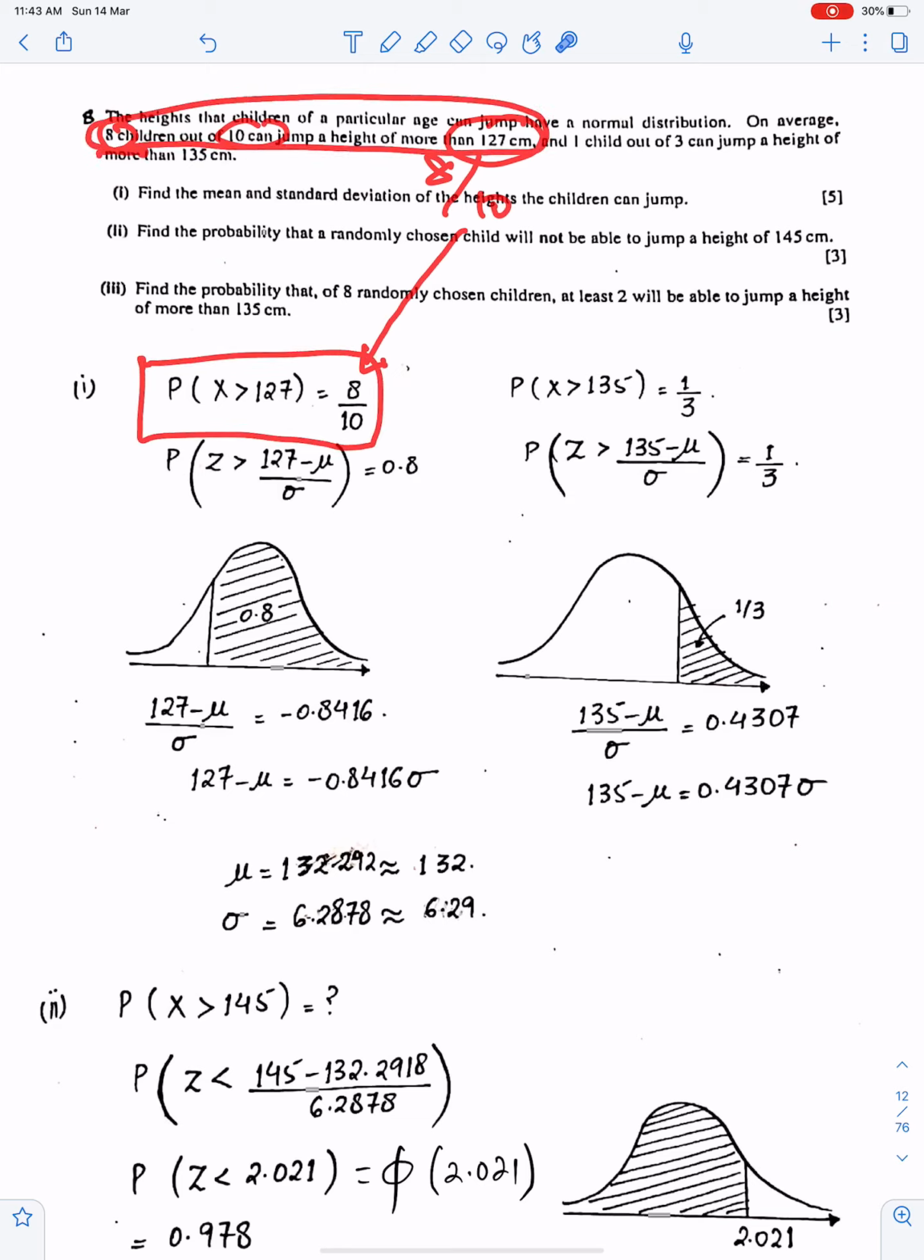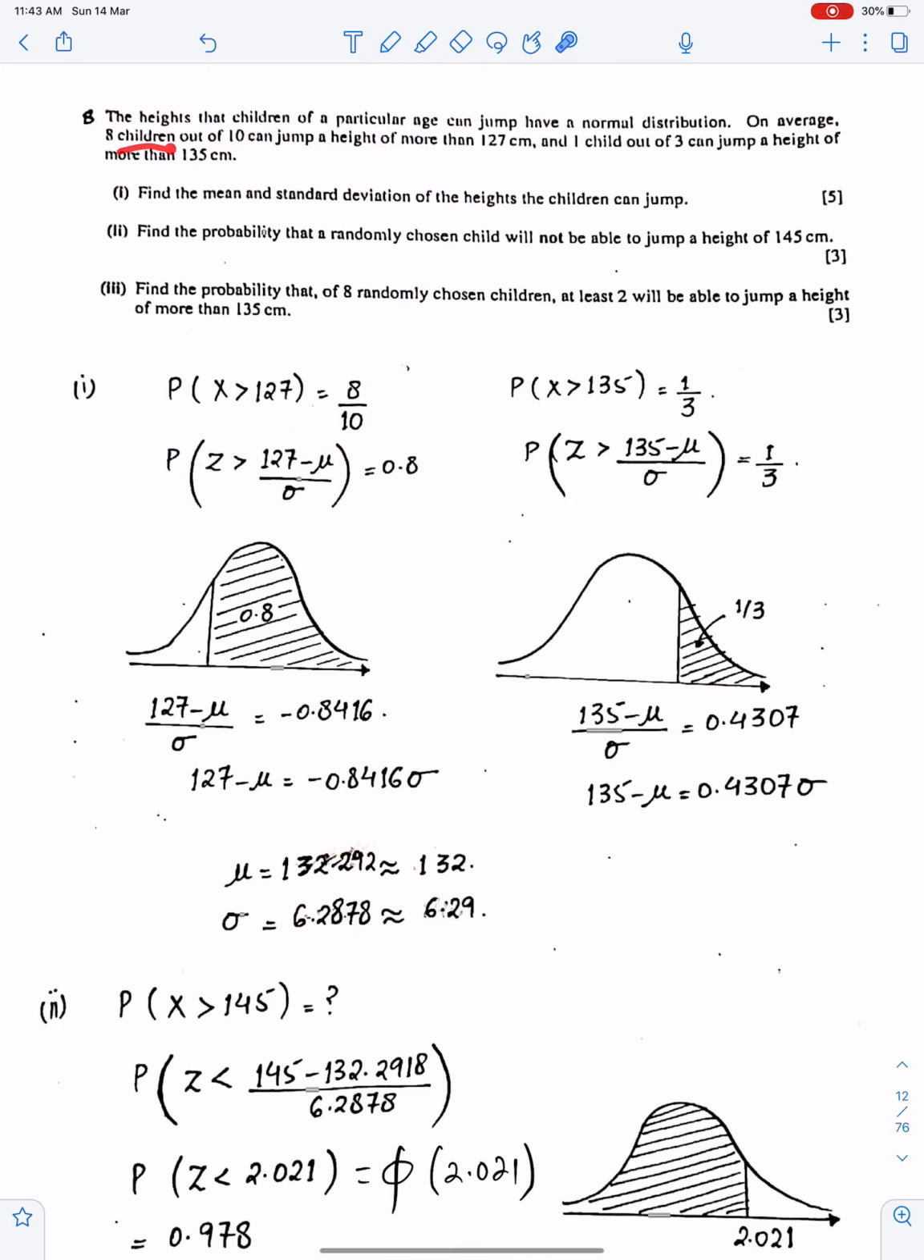This question is important because you are making the equation yourself. So 8 out of 10 can jump a height of more than 127. Form this equation yourself. And one child out of 3 can jump a height of more than 135. Form this equation, solve these two, and get the standard deviation and mean.